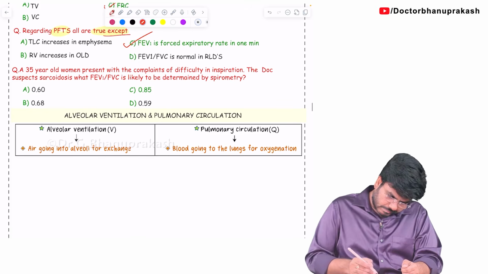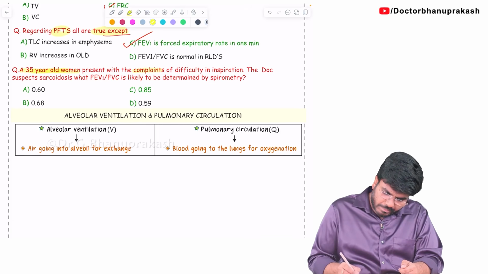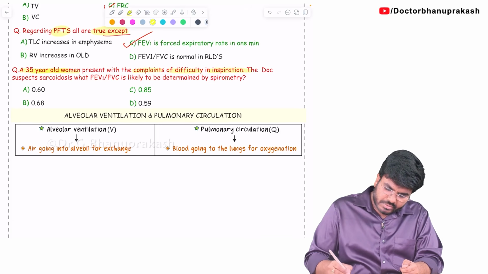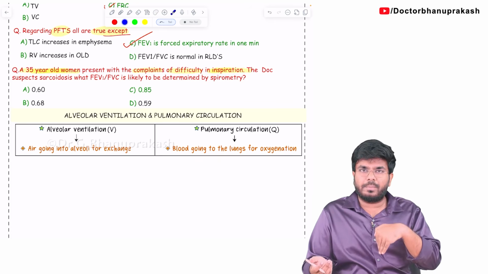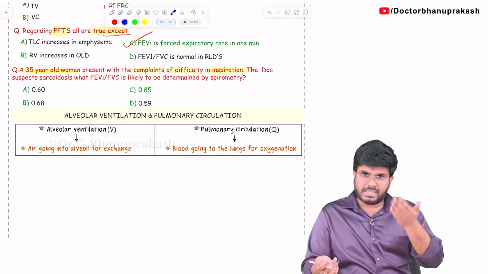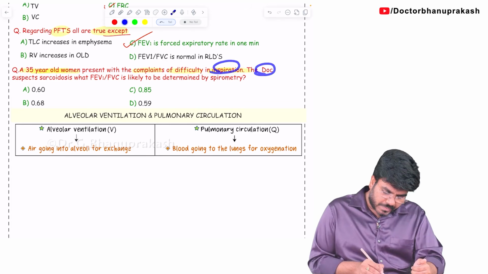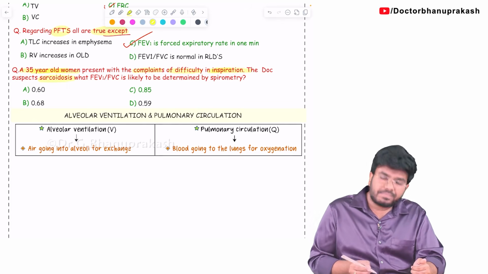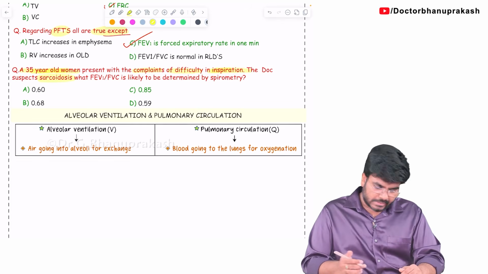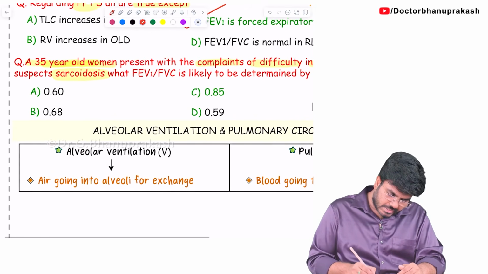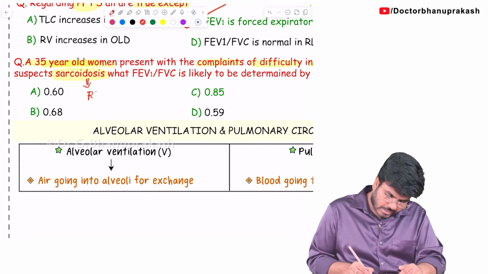Okay. Next, a 35-year-old woman presents with a complaint of difficulty in inspiration. Stop. The moment you see difficulty in inspiration, we all know inspiratory problem means RLDs, restrictive lung diseases. Okay. The doctor suspects sarcoidosis. We all know sarcoidosis is a restrictive lung disease. Non-caseating granulomas will be seen in the lungs. So, restrictive lung disease, sarcoidosis, RLD. There will be granuloma formation in the lung.